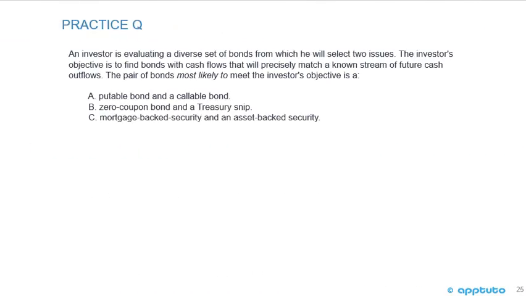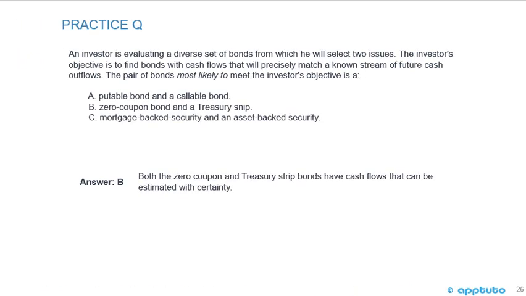And one last practice question to finish this LOS. An investor is evaluating a diverse set of bonds from which he will select two issues. The investor's objective is to find bonds with cash flows that will precisely match a known stream of future cash outflows. The pair of bonds most likely to meet the investor's objective is A, a puttable bond and a callable bond, B, a zero coupon bond and a treasury strip, or C, a mortgage-backed security and an asset-backed security. Nice little question to end on.